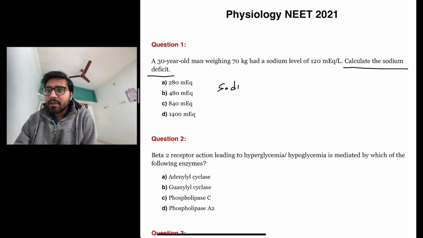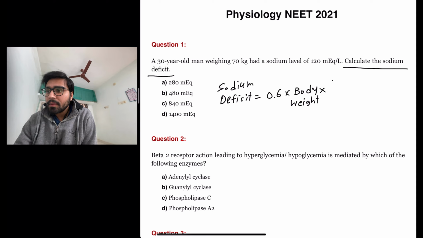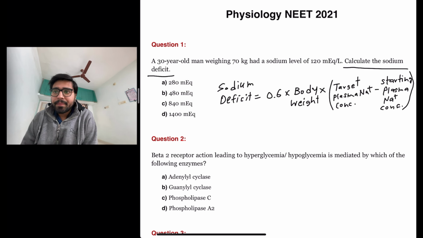So sodium deficit is equal to 0.6 into body weight into target plasma sodium concentration minus starting plasma sodium concentration. So this is the formula.